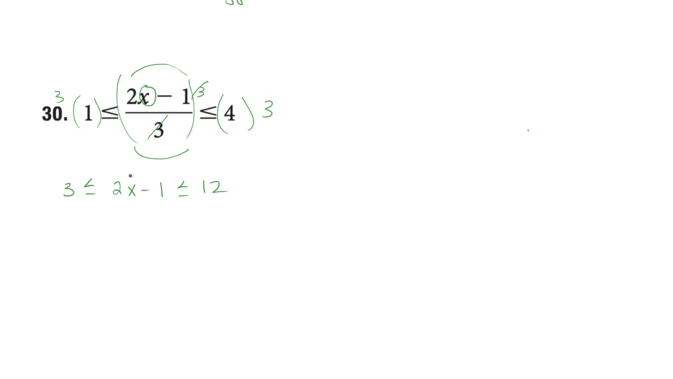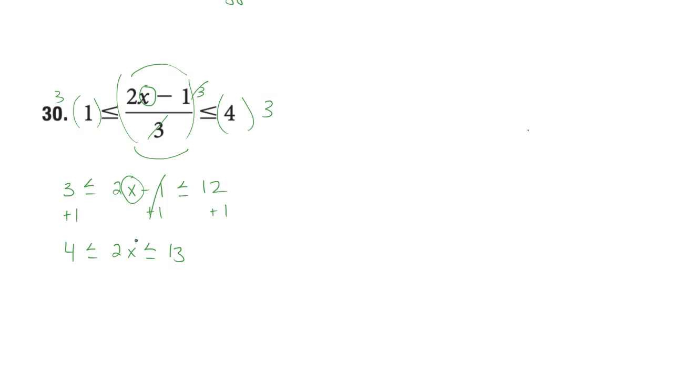All right, now we're still trying to get this x by itself, so we need to add 1, and what we do to one, we do to all 3. So the 1's going to go away in the middle, and we end up with 4 is less than or equal to 2x is less than or equal to 12 plus 1 is 13.